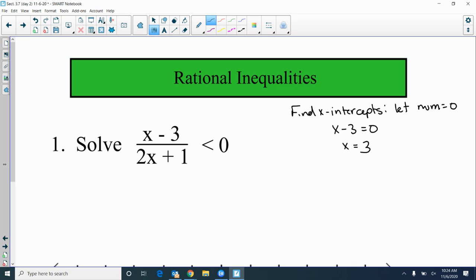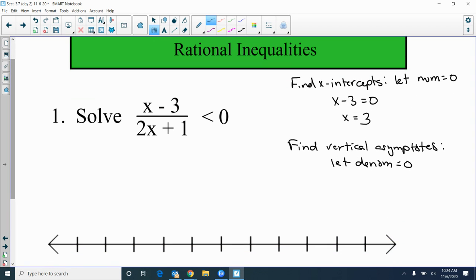We got to find the vertical asymptotes. And that's where you let the denominator equal 0. And then that's going to be 2x plus 1 equals 0. X equals -1/2.